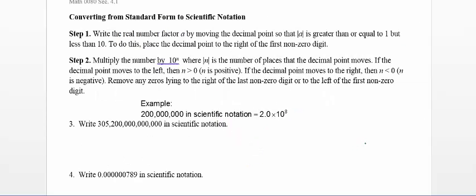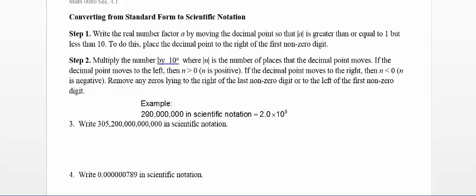That's my final answer. Now I want to convert from standard form to scientific notation. In scientific notation, a number is written with 2 parts. The first part of the number is a number between 1 and 10, not including 10. The second part of the number is a power of 10 that's multiplied by the first part.